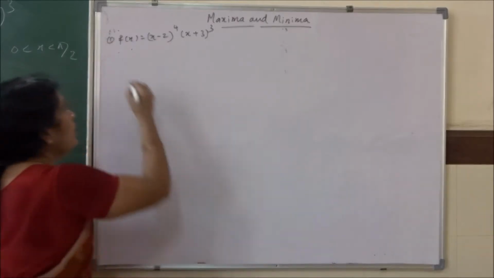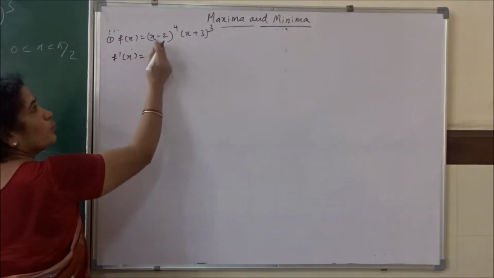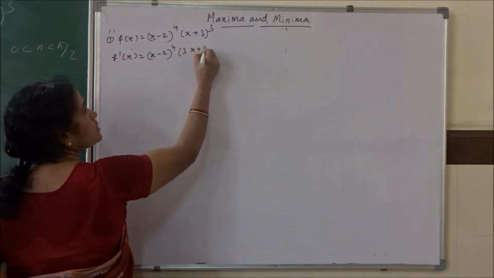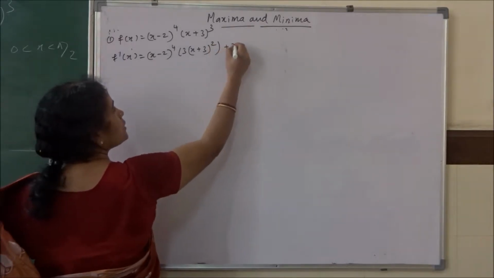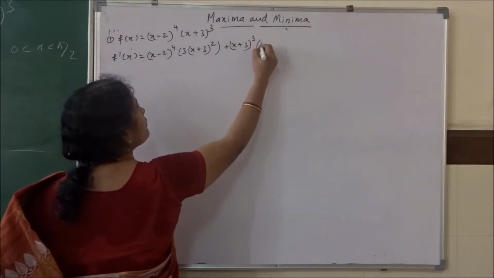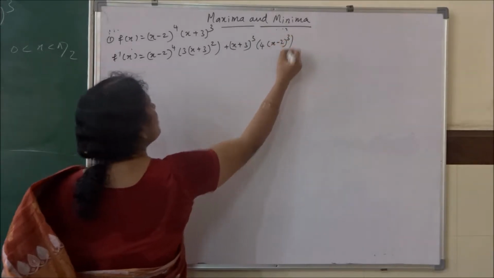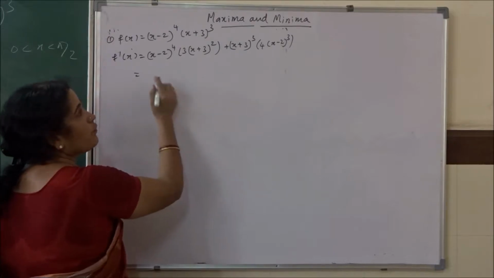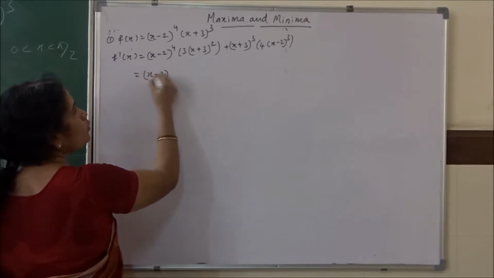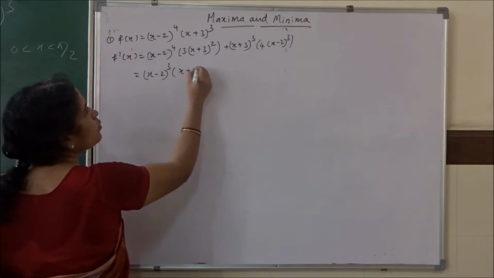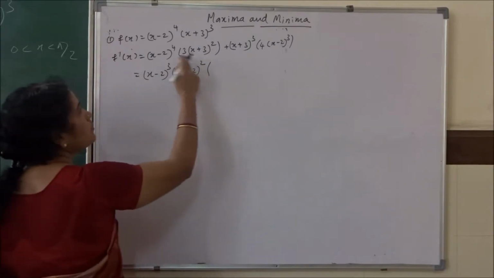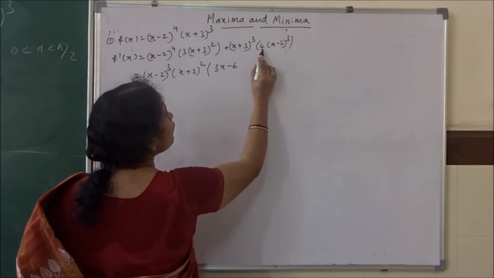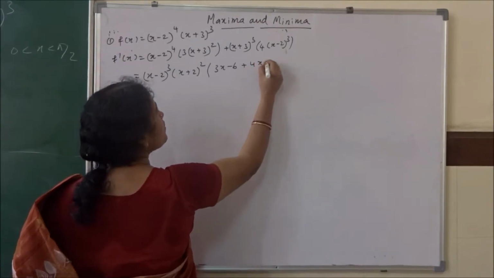Okay, let us move. Now f dash of x equals the product: keep (x minus 2) to the power 4, times 3 into (x plus 3) whole square, plus (x plus 3) whole cube, keeping it constant, times the differentiation of the first, 4 into (x minus 2) whole cube. Now I take common, bringing it into factorization form: (x minus 2) whole cube and (x plus 3) whole square are common. Remaining here is 3 into (x minus 2), that is 3x minus 6, and 4 into (x plus 3), that is 4x plus 12.